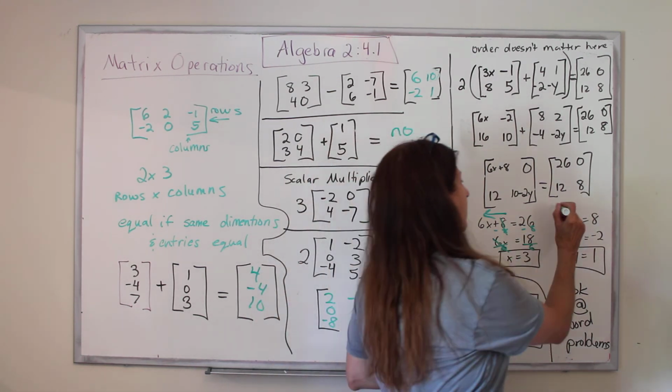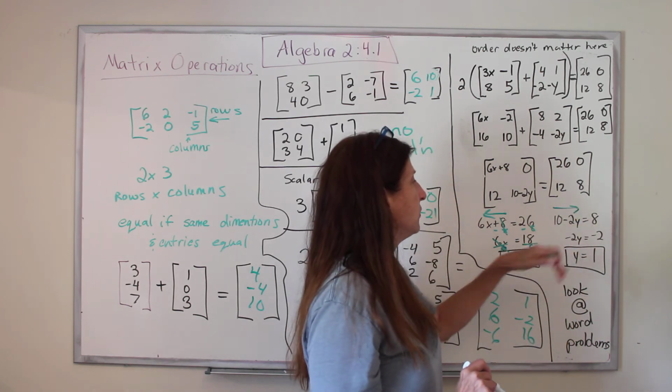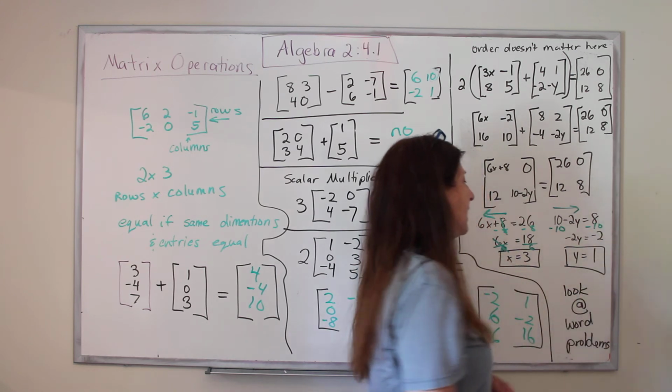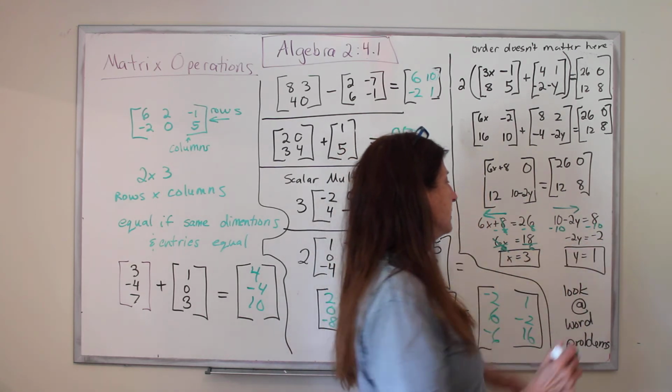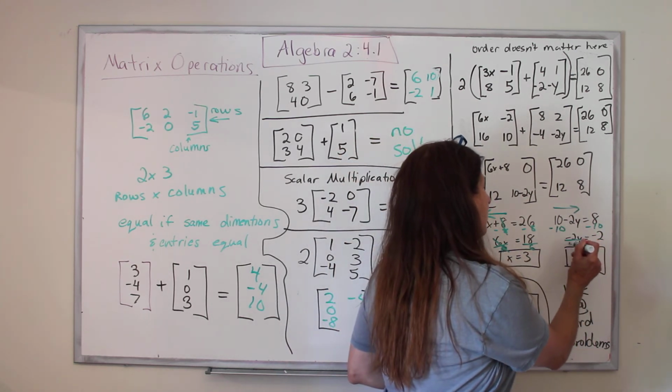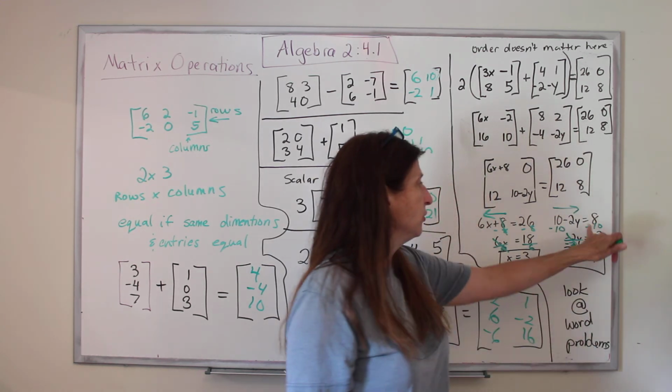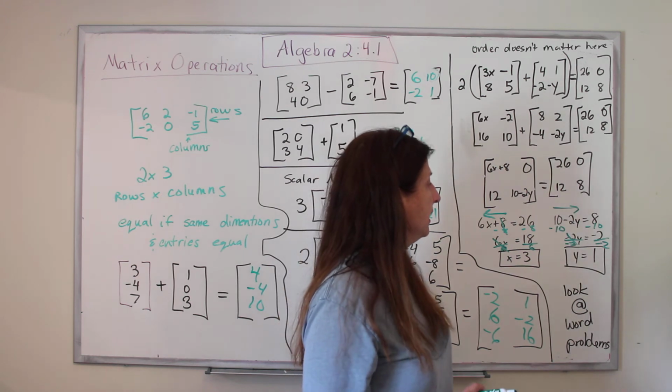Why is y not alone? Well, it's got a 10 and a negative 2. I'm going to get rid of the positive 10 first by doing minus 10 to both sides. I get negative 2y equals negative 2. Y is not alone, it is being multiplied by negative 2. So I divide both sides by negative 2. Negative 2 divided by negative 2 is 1.